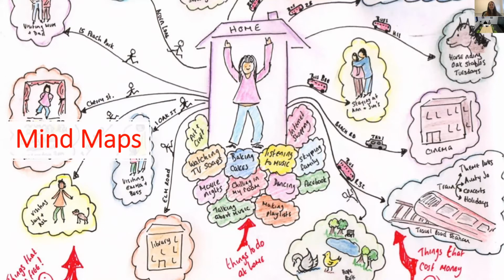To start off, you are going to want to create a community mind map. To do this, you will need a piece of paper and something to draw with. A mind map is just a fancy way of saying that you will be drawing a picture of your community based on how you see it in your mind.